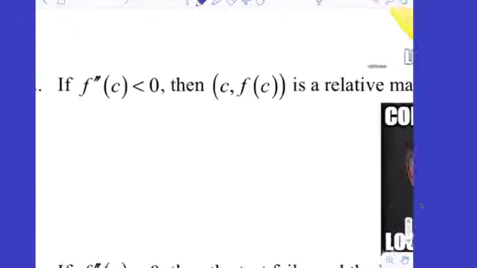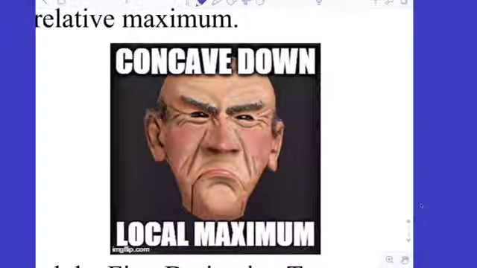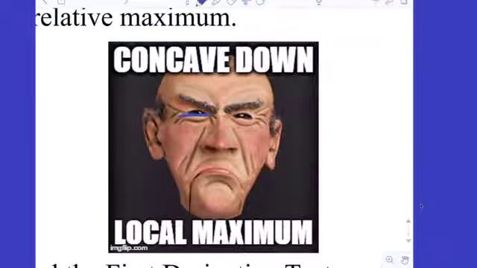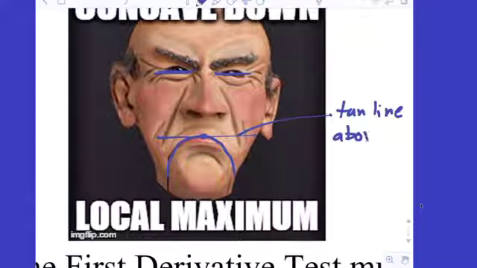On the contrary, if you plug your critical value from the first derivative into your second derivative and end up with a negative number, remember, that means the graph is concave down like a frown. If the graph is concave down like a frown and you have a tangent line at the top with a slope of 0, that's going to be a local maximum. And notice if the graph is concave down, now your tangent line is not below the curve, but above the curve.